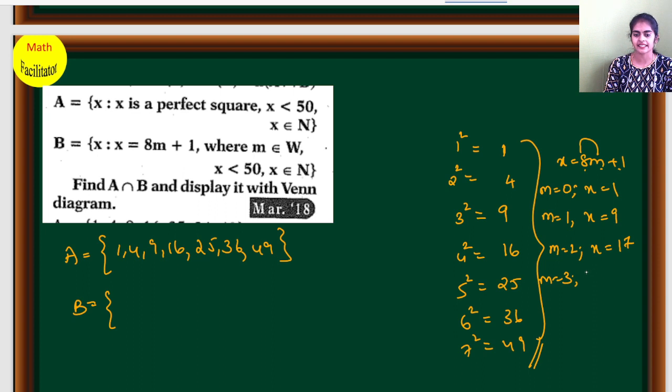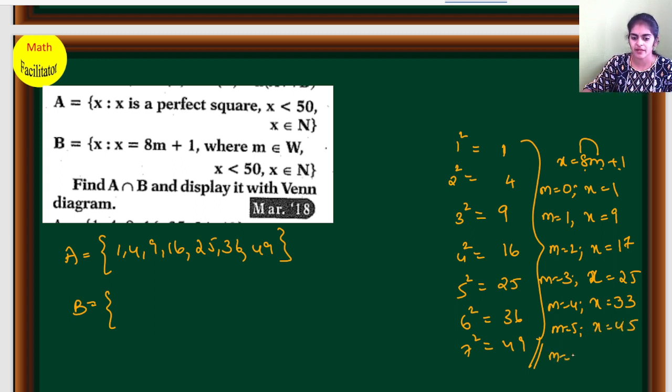So m as 3, 8 3 is a 24 plus 1. So x is 25. Till where do you have to take? Till 50. If I take m as 4, x equals 8 4 is a 32 plus 1 is 33. If I take m as 5, 8 5 is a 40, 40 plus 1 is 45.